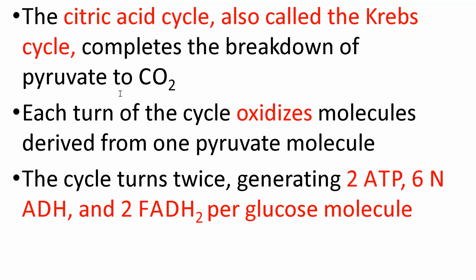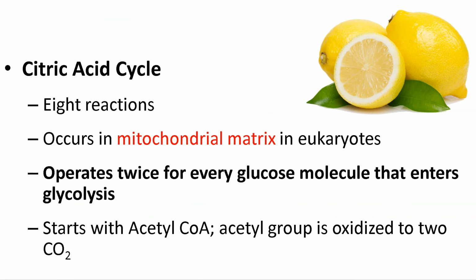So step 3, we go into the Krebs cycle, okay? So it completes the breakdown of pyruvate to CO2. Each turn of the cycle oxidizes a molecule derived from 1 pyruvate. So the cycle turns twice then. Why? Because 2 pyruvate entered the mitochondria when oxygen was around. So we generate 2 ATP, 2 NADHs, 2 FADH2s, just another coenzyme, reduced per glucose molecule, okay? It's called the citric acid cycle because that's the first intermediate you'll see here in a second. But there are 8 different reactions.